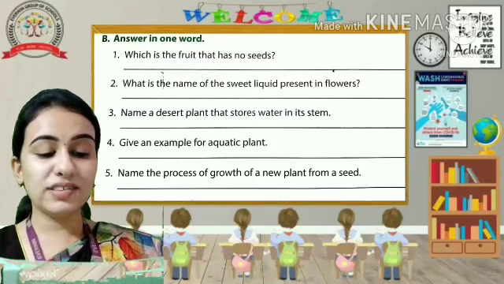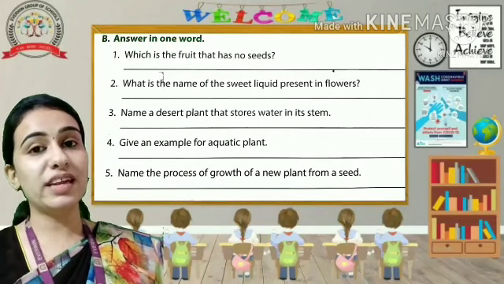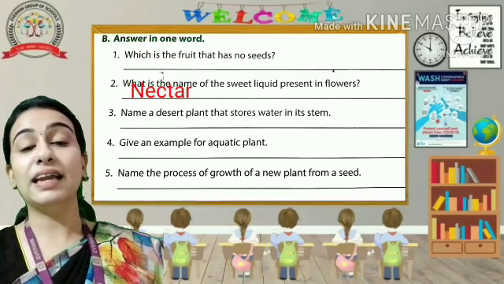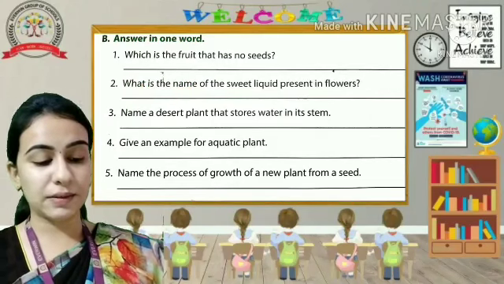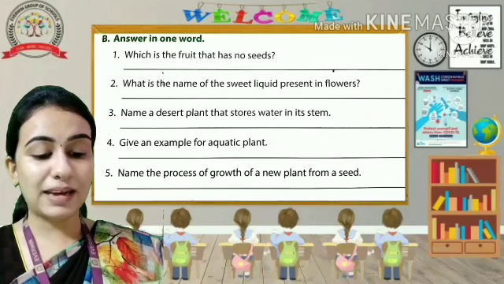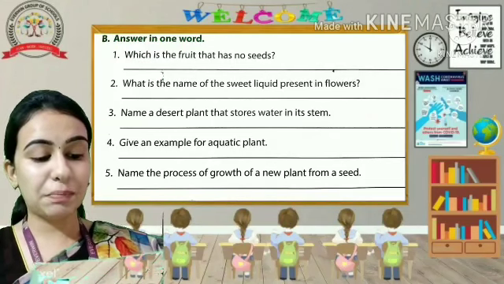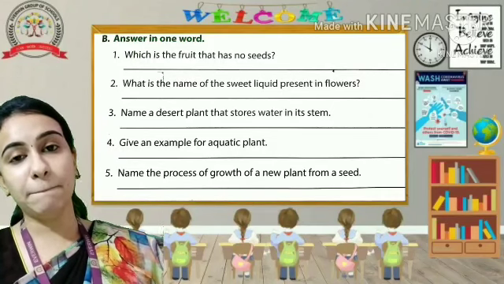Second one, what is the name of the sweet liquid present in flowers? Yes, nectar. Nectar is a sweet liquid present in flowers. Third question, name a desert plant that stores water in its stem.